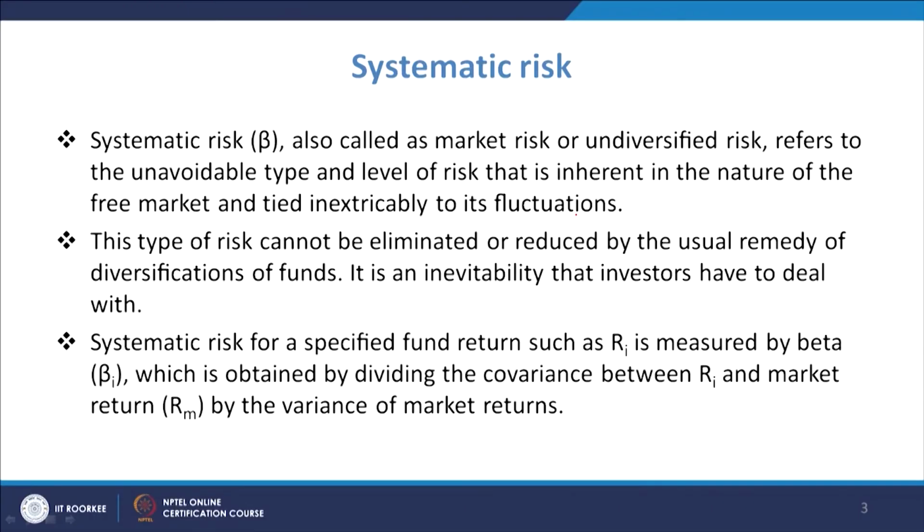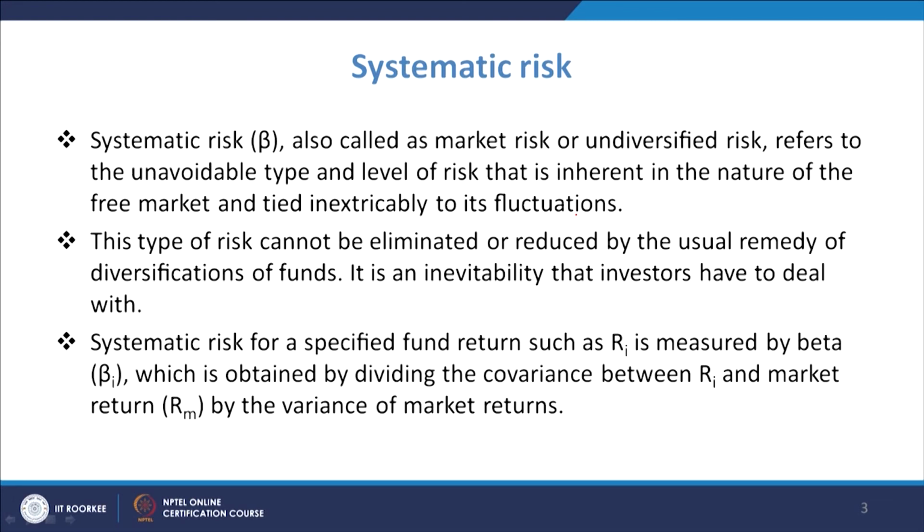Now, another important thing when we talk about these investments is risk. We know that there are 2 types of risk, systematic risk and unsystematic risk. For systematic risk, you normally talk about a parameter called beta. Systematic risk is also known as market risk or undiversified risk, and it refers to the unavoidable type and level of risk which is inherent in the nature of the free market. You cannot control it, and it is tied inextricably to its fluctuations.